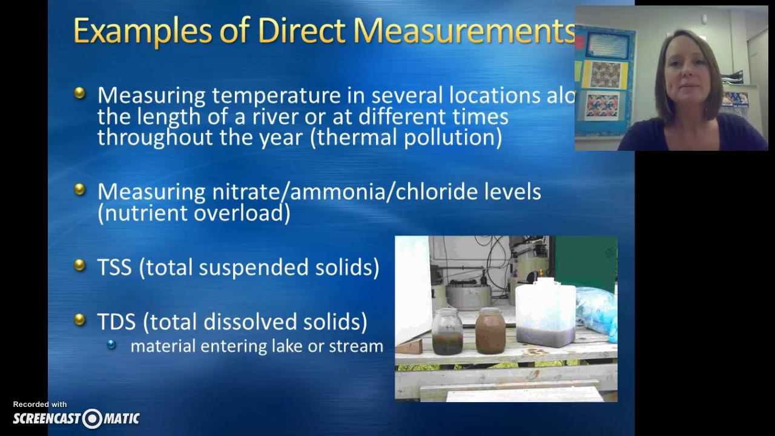All right, so some types of direct measurements. If you measure the temperature in several locations along a river, or if you measure at different times throughout the year, that might help you measure for thermal pollution. So your pollutant is the heat. You're measuring for that amount of heat. If we're looking for nutrient overload, we would measure the amount of nitrates, the amount of ammonia or chloride levels, and that can be in a body of water or in soil. Total suspended solids and total dissolved solids, that would tell us the types of sediments that are in a body of water. That can tell us what type of pollutants are entering that river, entering that stream, entering that lake.